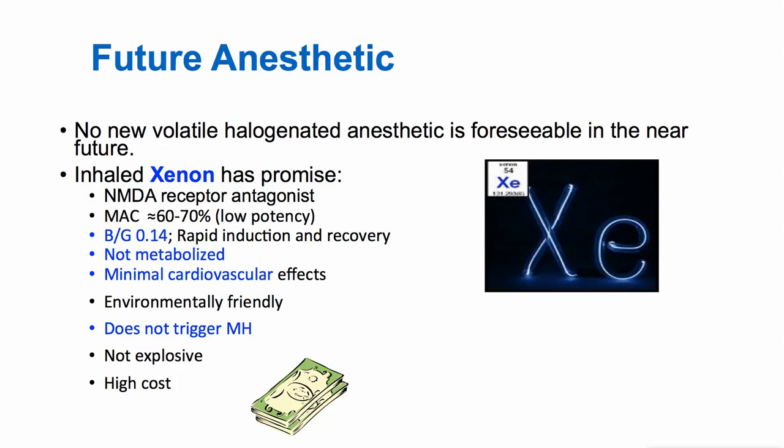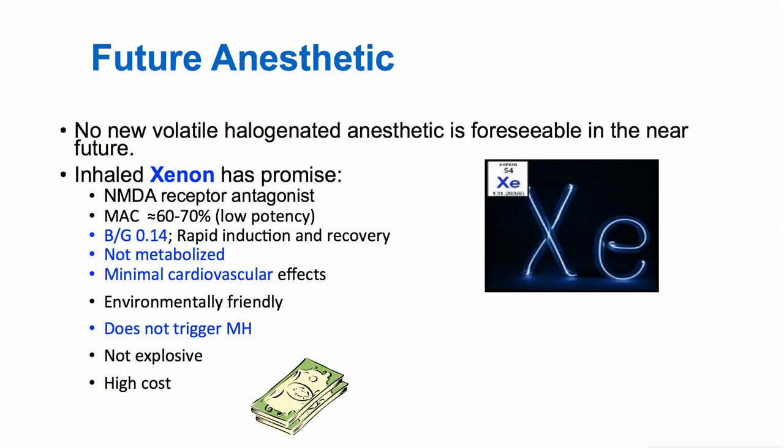Future, maybe xenon might be used. However, there are no new volatile halogenated anesthetic agents that I'm aware of in the near future. Too expensive to develop. Inhaled xenon is being used mostly in a research methodology and has been shown to have an effect at the NMDA receptor as an antagonist. Its MAC is not very potent. Some papers will say in the 50% range, some as high as 70%. It's very insoluble in the blood with a blood gas solubility of 0.14, which should tell you that this is like an on-off switch of anesthesia.